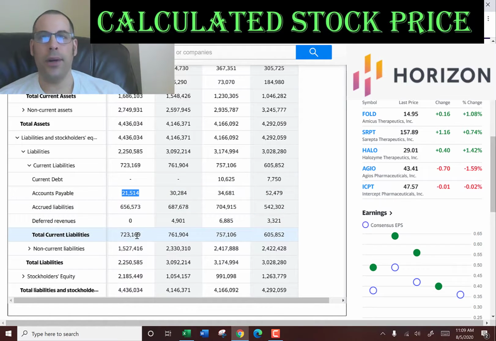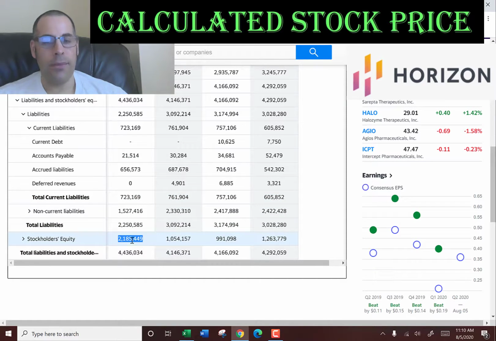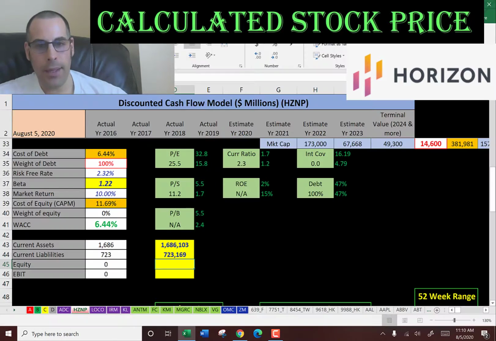So when a business incurs expenses, but it has not yet paid those expenses, it books them into accrued liabilities. So payroll and payroll taxes are common types of accrued liabilities because companies book them one period and then pay them the next period, so they reverse out the accrued liability. Let's get the stockholders' equity. That's the value of the company according to the balance sheet, and it's $2.2 billion.